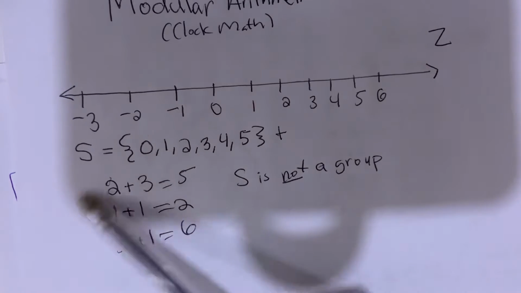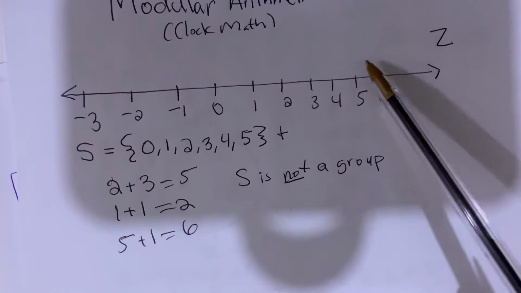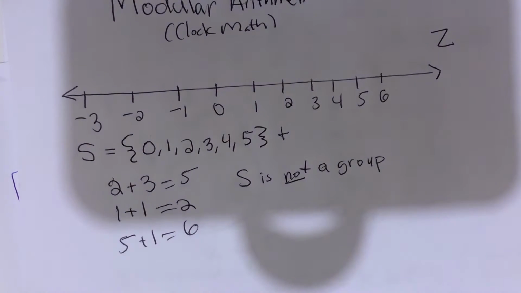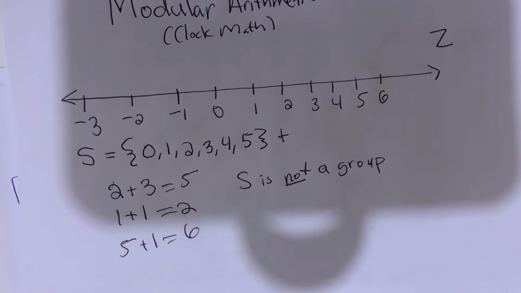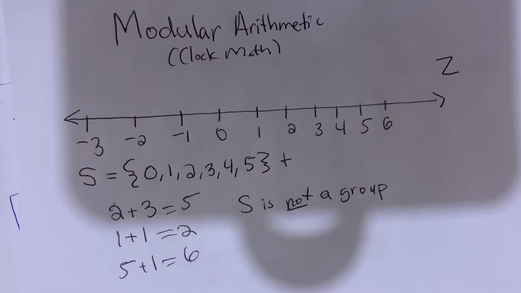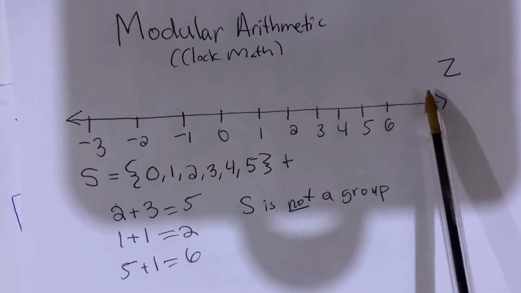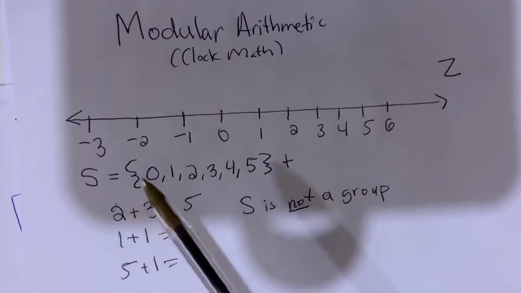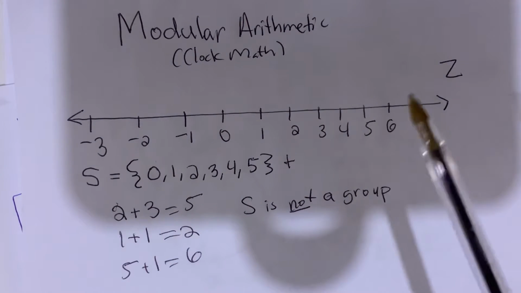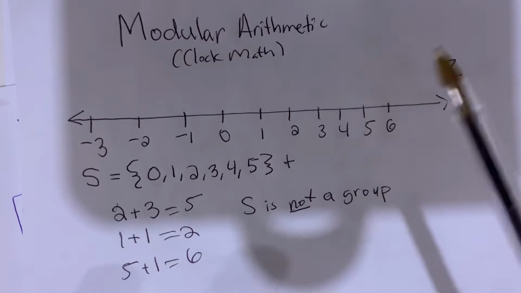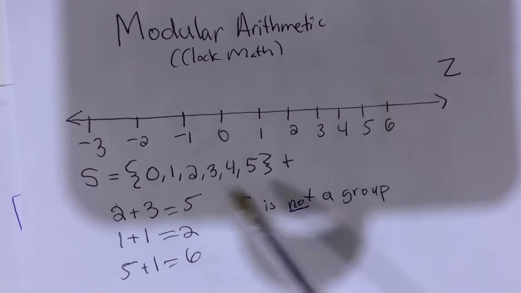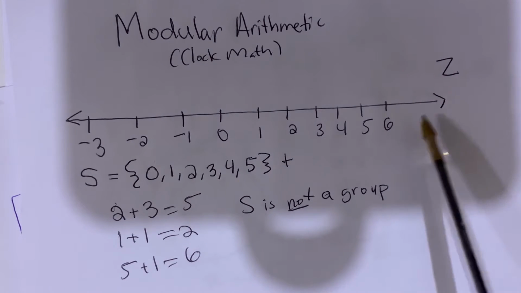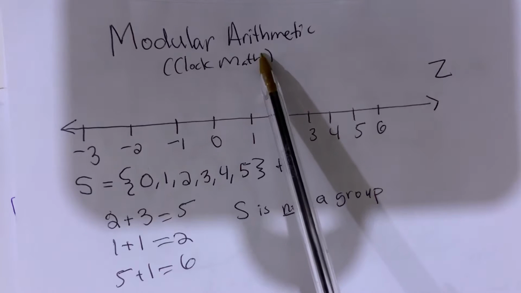So S is a subset of the integers, and the integers are a group under addition, but S is not a group. Now, there is a way to form subsets of the integers that are groups. Like with this example I've shown here, S is not a group. However, it is possible to tweak the math in a way to make subgroups of the set of integers that are actually groups. And that's where modular arithmetic comes in.